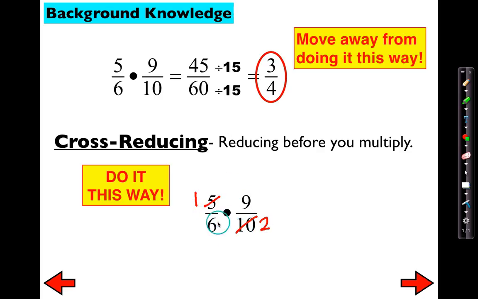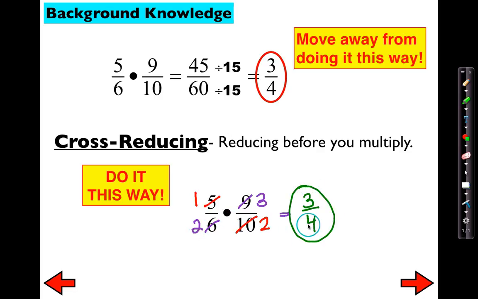Now, looking at the other set of two numbers across from each other, 6 and 9. Do 6 and 9 have anything in common? The answer is yes, they have a 3 in common. 6 divided by 3 becomes a 2. 9 divided by 3 becomes a 3. Now all you have to do is multiply straight across. 1 times 3 is 3, and 2 times 2 is 4.